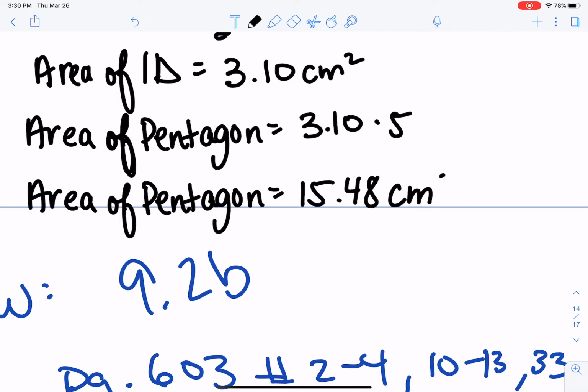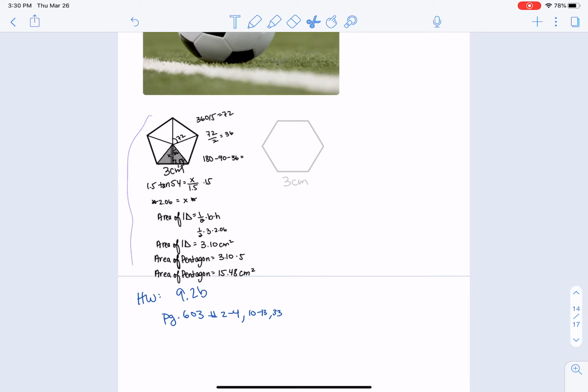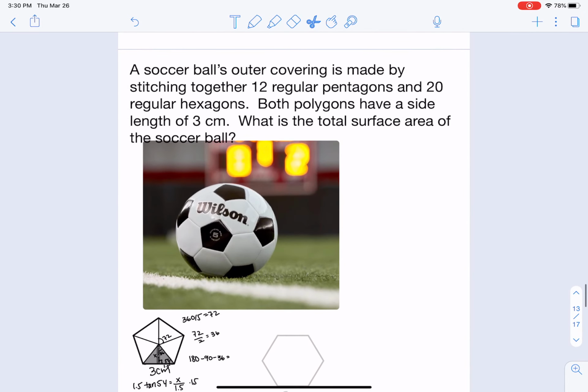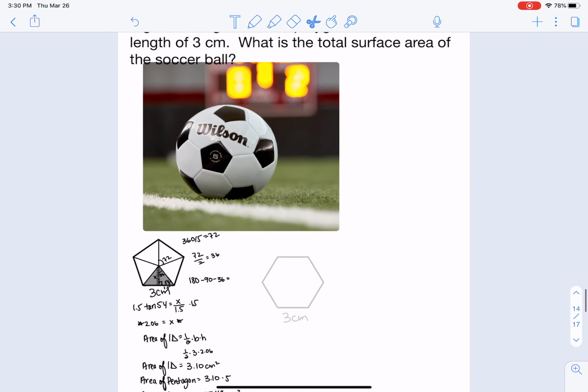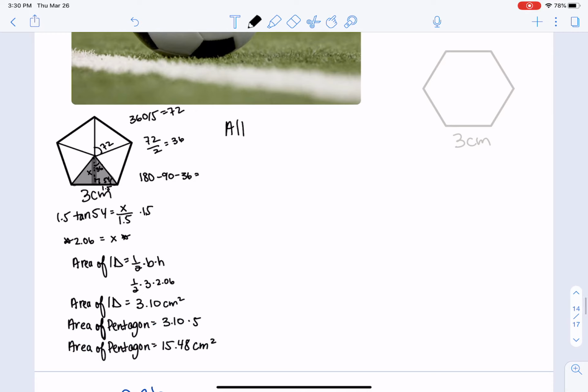15.48 centimeters squared. So that is just one of our many, well, 12 to be exact. So there's 12 regular pentagons. So I'm going to move this over. I'll write here all 12 pentagons will equal that 15.48 times 12.